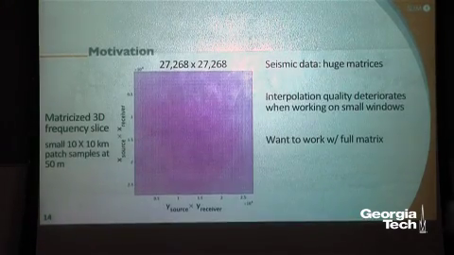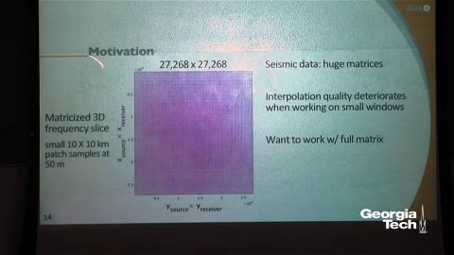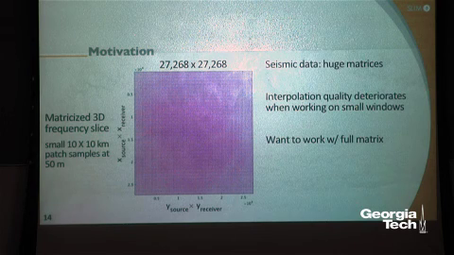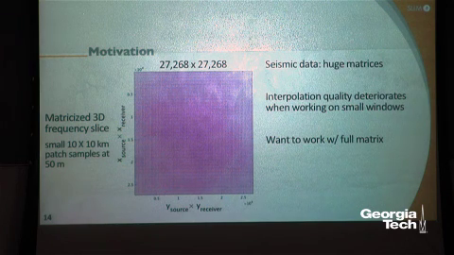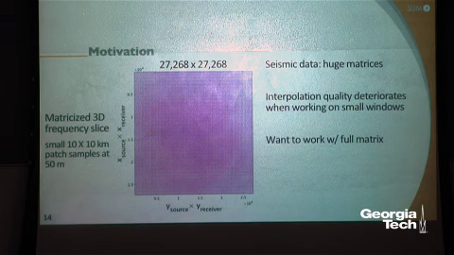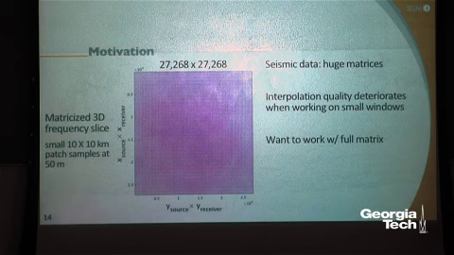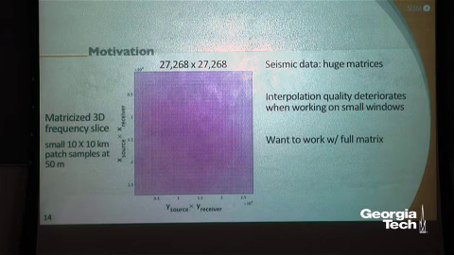Okay, so this is an example of a frequency slice. That's a small one, but it's still a dense matrix of 27,000 by 27,000. And that represents a small patch. This is sort of a postage-stamp 3D seismic example, but that's already pretty tough if you have to work with this stored explicitly, right? So we would like to work with this full matrix, but that may not be possible.